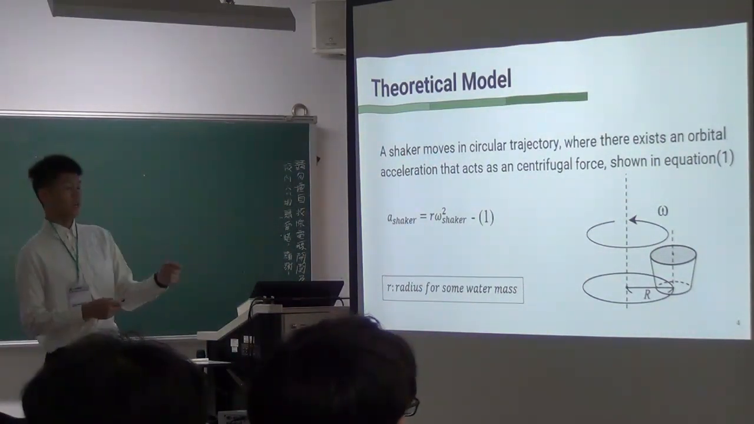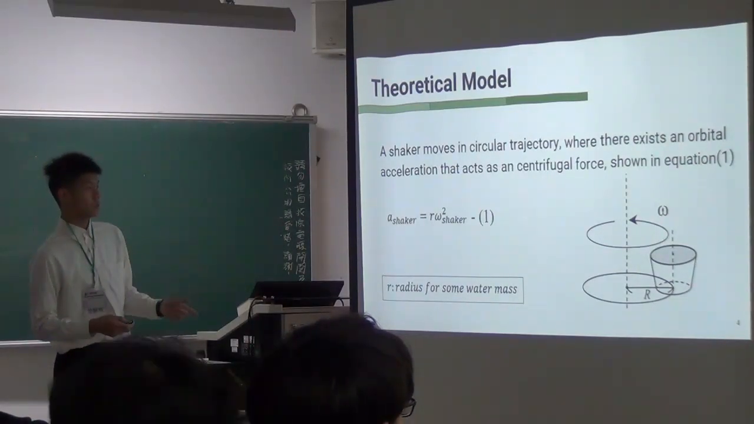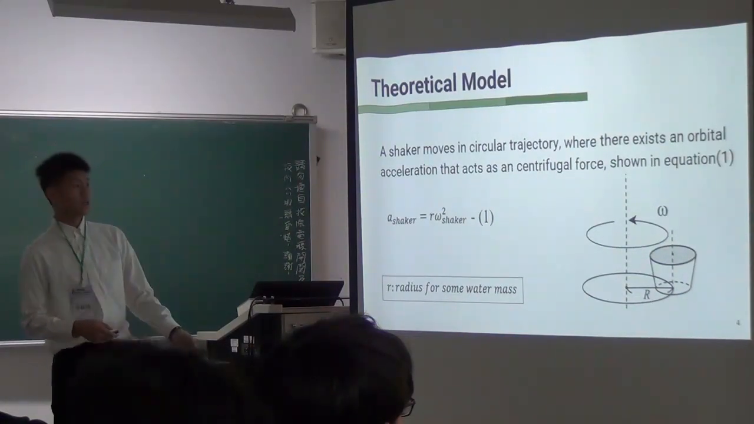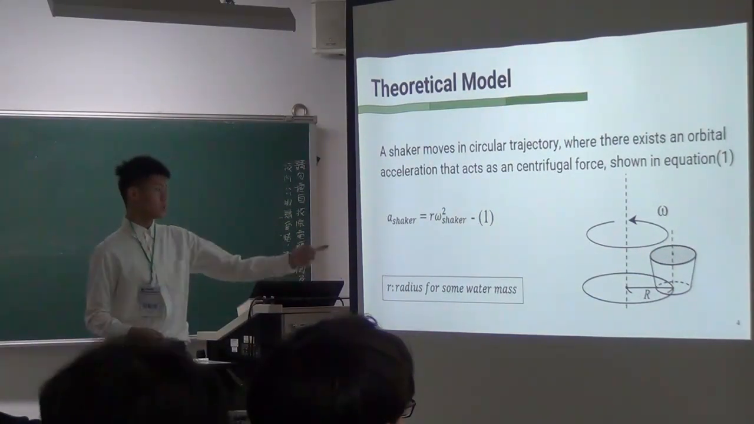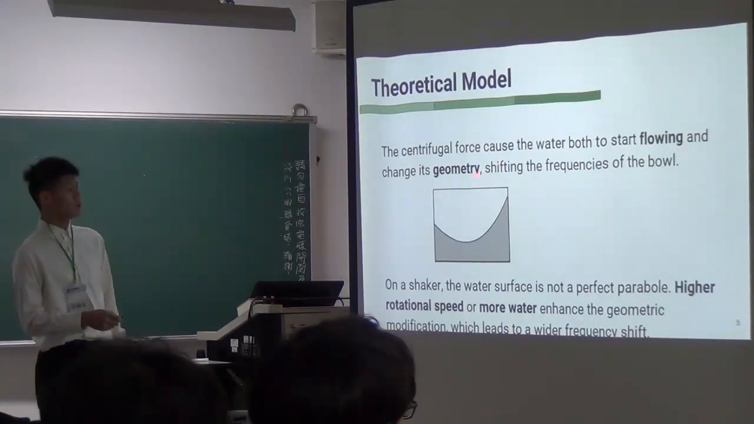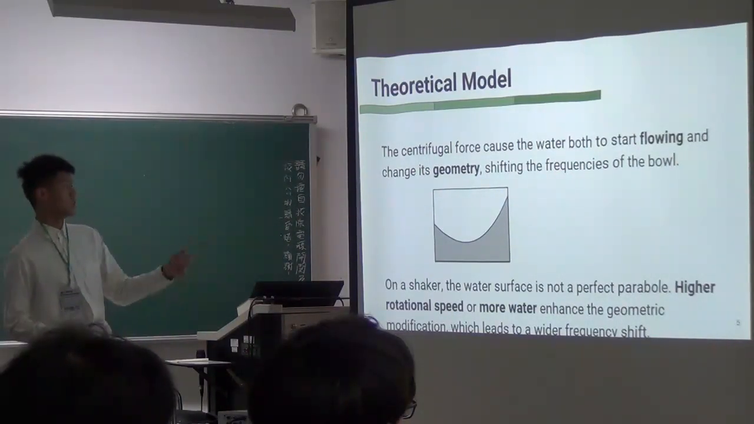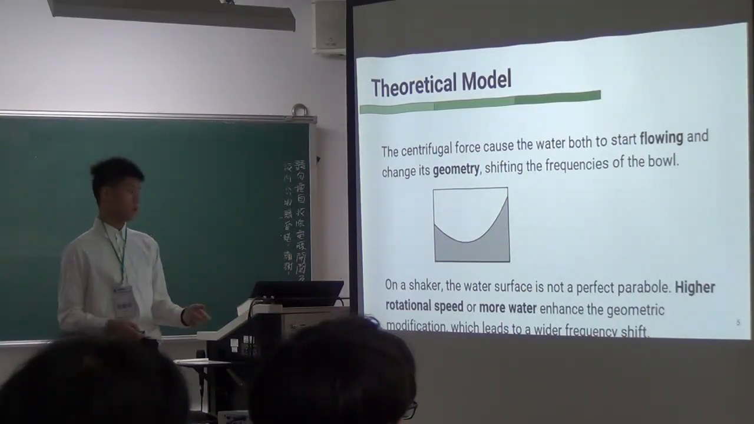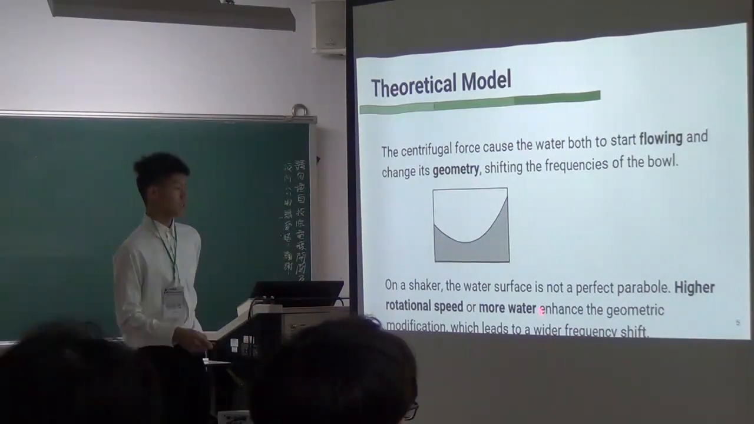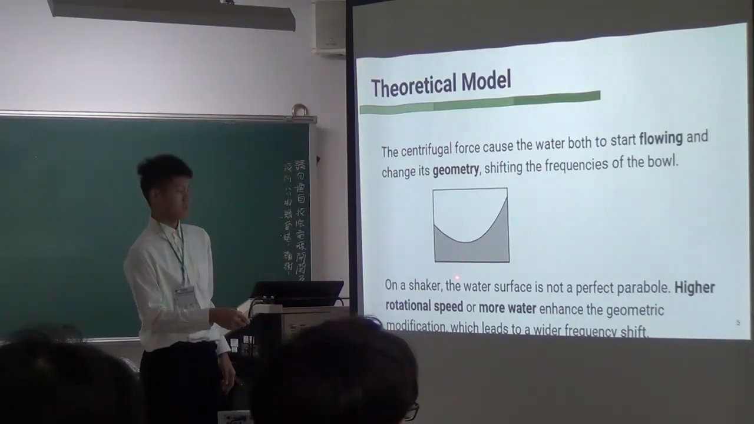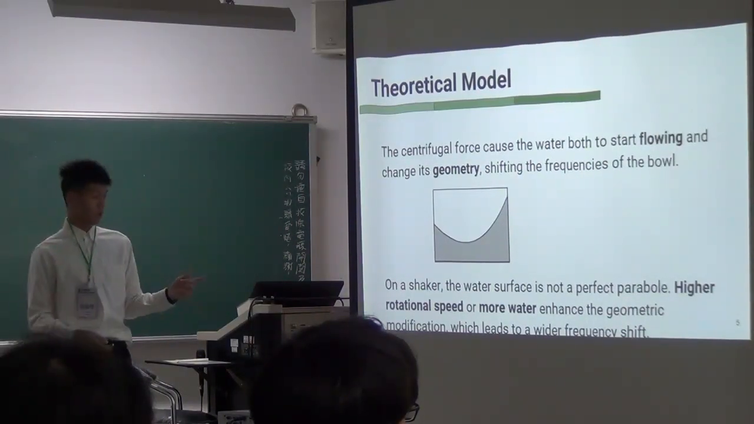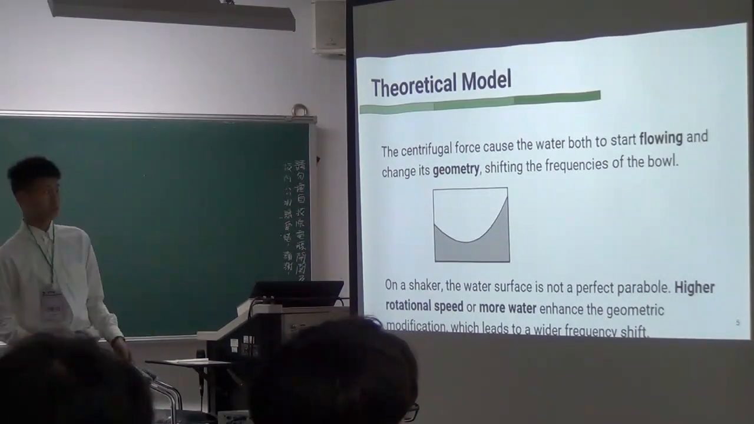A shaker, like in our phenomenon, moves in a circular trajectory, where there exists an orbital acceleration that acts as a centrifugal force. That can be shown as equation 1, where this r denotes the radius for some water mass. The centrifugal force causes the water both to start flowing and change its geometry, shifting the frequencies of the bowl. On a shaker, the water surface is not a perfect parabola. It's like this, because the shaker's middle is probably like here. Higher rotational speed or more water enhance the geometric modification, which leads to a wider frequency shift.